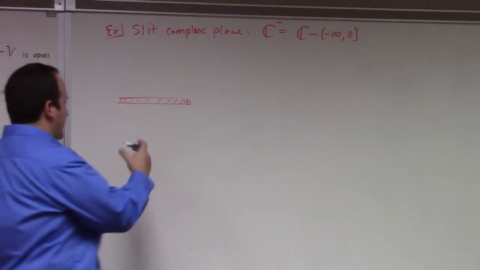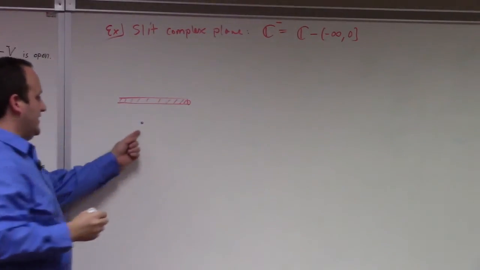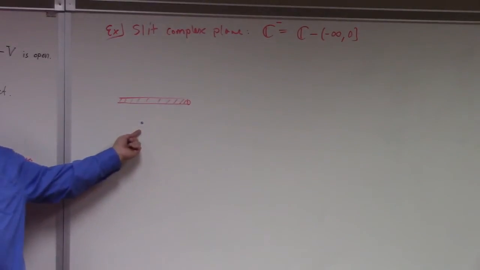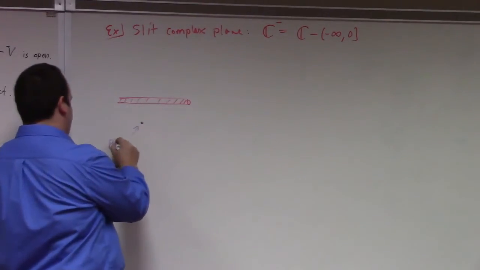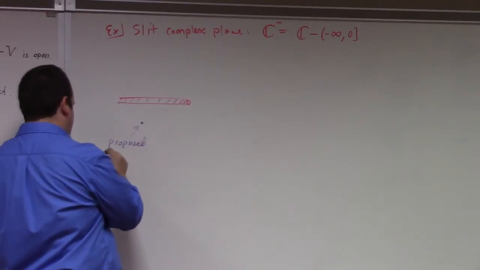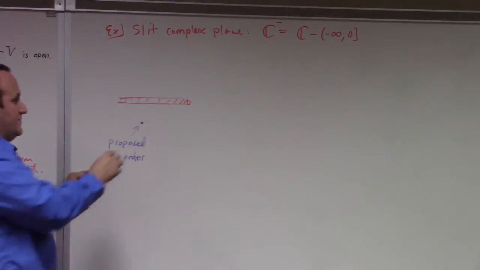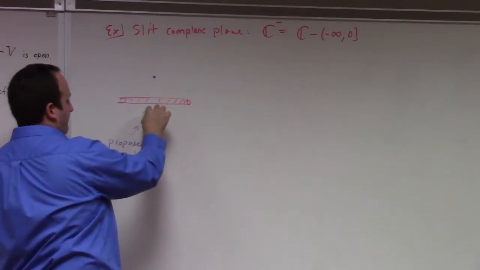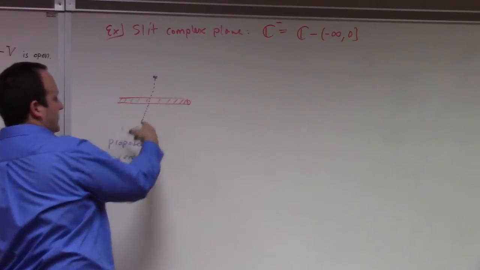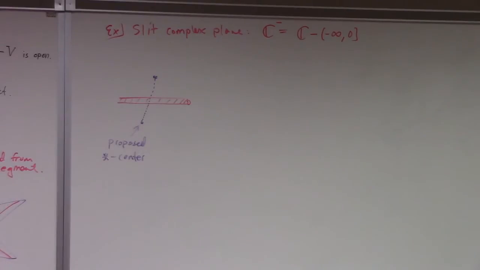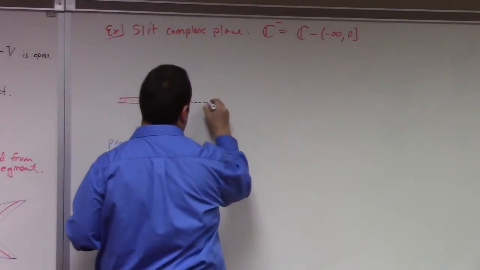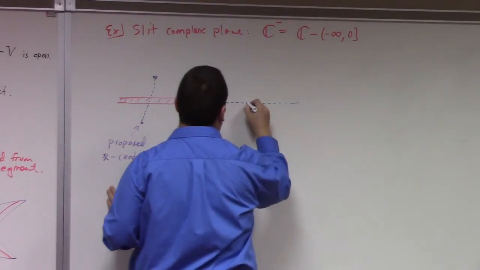Here's what's not a star center. If I tried to use this point as a potential star center, that wouldn't work, right? So if this is my proposed star center, that definitely doesn't work because there's no way I can get up here without going across no man's land. We're not allowed to go across the place where the set isn't, namely the negative real axis, right? So that won't work. But if you look at it, any point along the positive real axis will serve as a star center.